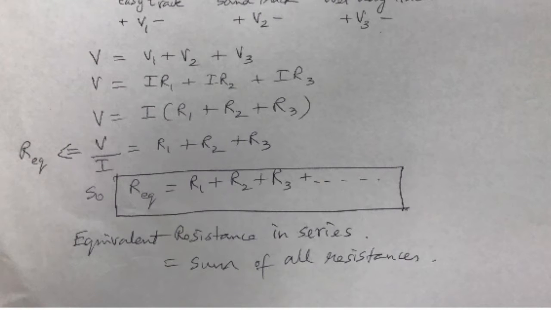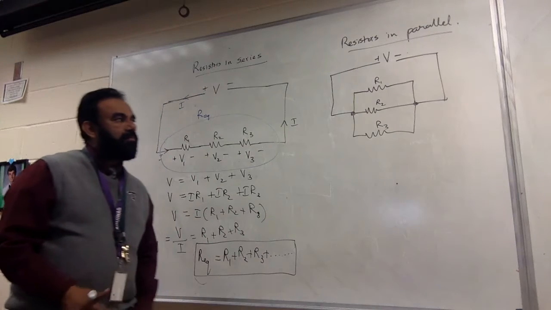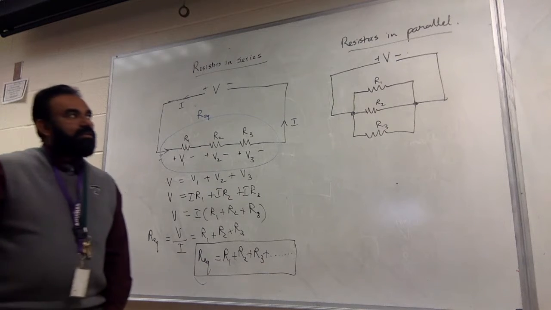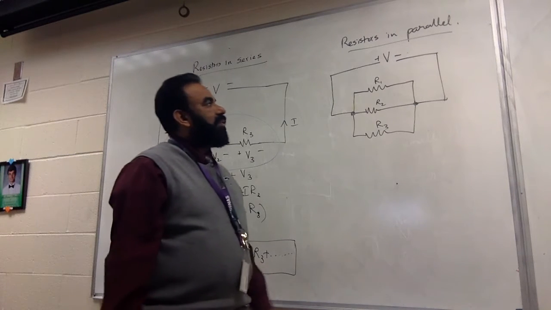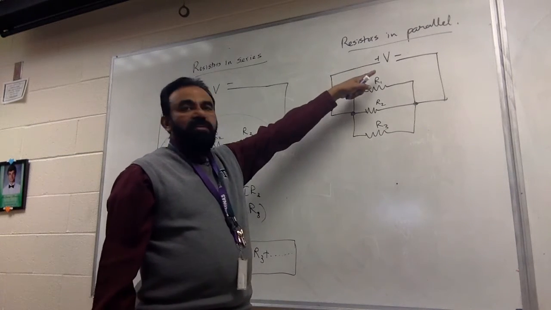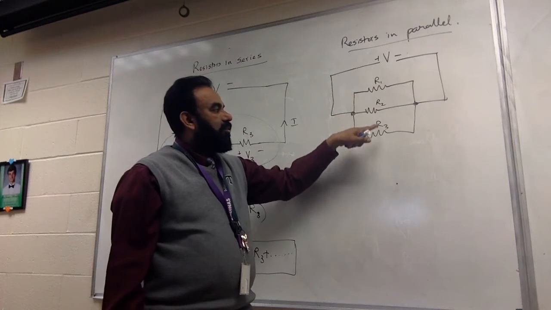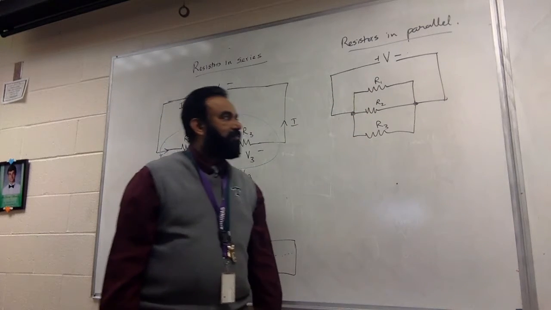These are resistors in parallel. R1, R2, R3. When you connect resistors in parallel, you have a potential difference applied to R1, R2, R3. You can have any number.